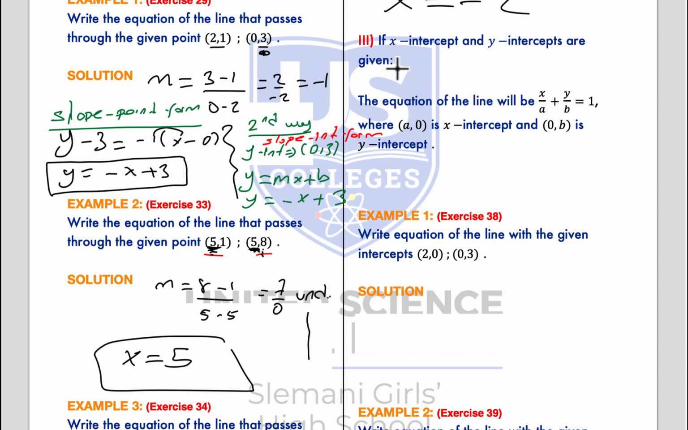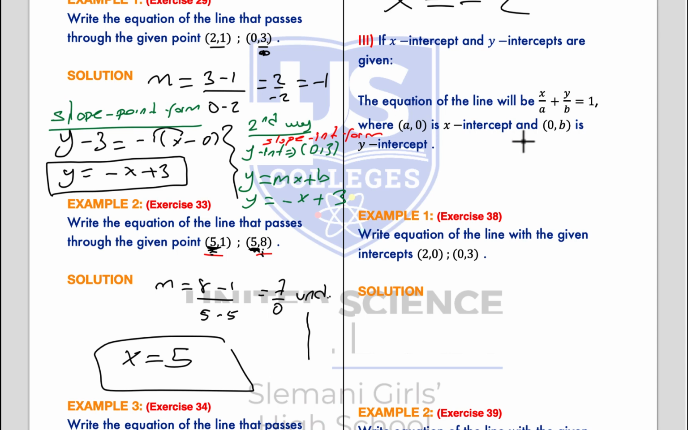In this form, x-intercept and y-intercepts are given. You know what x-intercept is? X value, comma 0. Y-intercept, sorry, 0, comma y value. If you have these two intercepts given in the question, then the form of the equation will be x divided by x component of x-intercept plus y divided by y component of y-intercept equals 1. So you'll have a fraction.